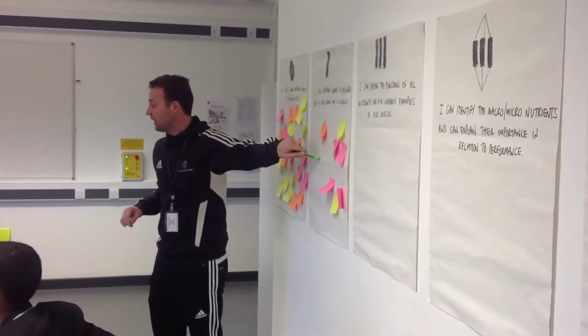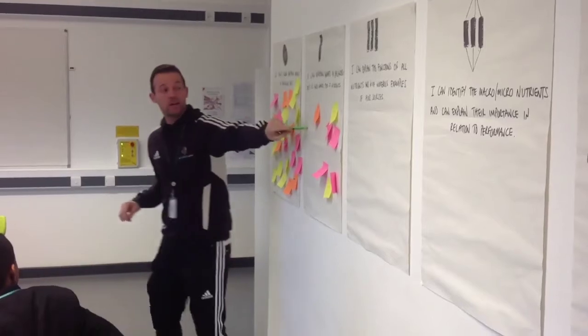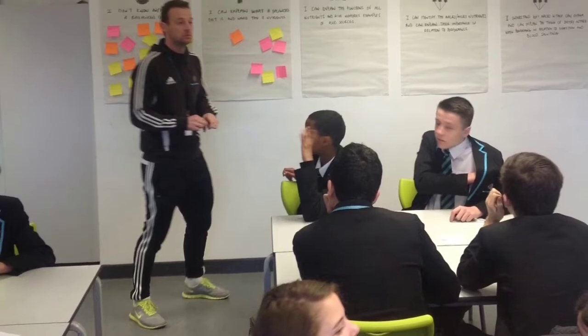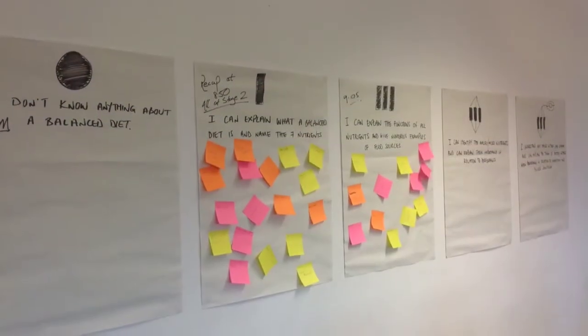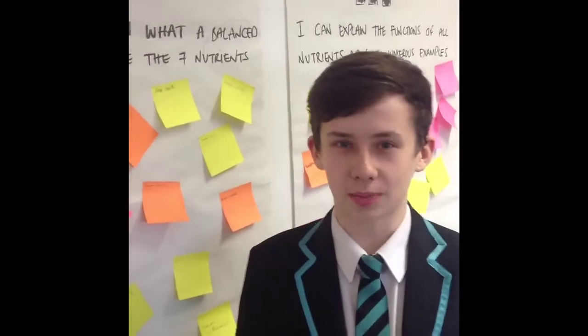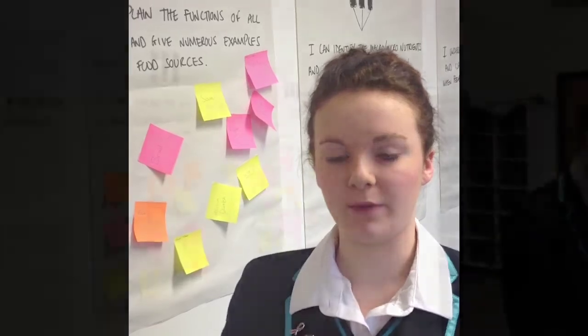We should now be into this stage. Pedro, at the minute you're here. Okay, Finn, why do you think you've moved from stage 1 to stage 2? So I can explain the 7 different nutrients. Okay, Ellie, why do you think you've moved from stage 2 to 3? Because I can explain the functions of all the nutrients, and I can show that certain food sources belong in certain food groups, such as brown rice, which belongs in fibre.